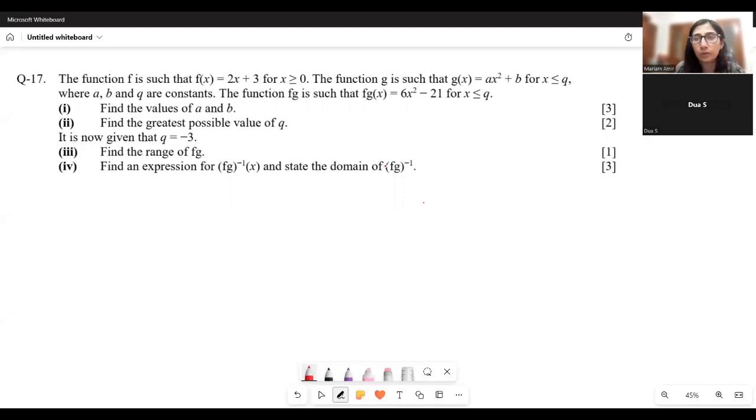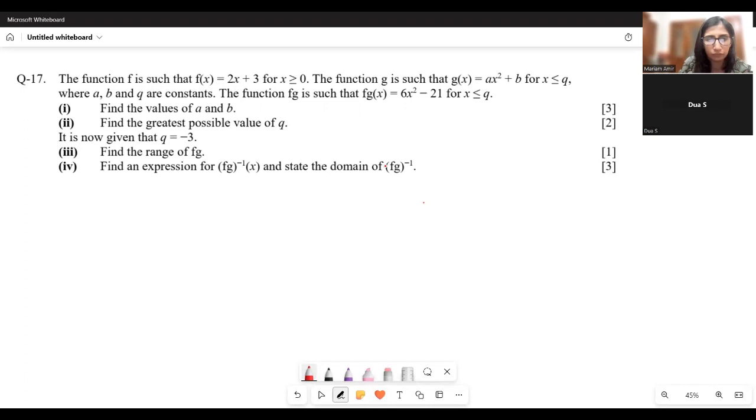Right, so we're doing question number 17 of the worksheet on functions. The function f is such that f(x) equals 2x plus 3 for x greater than or equal to 0. The function g is such that g(x) equals ax squared plus b for x less than or equal to q, where a, b, and q are constants. The function fg is such that fg(x) equals 6x squared minus 21 for x less than or equal to q. Find the values of a and b.